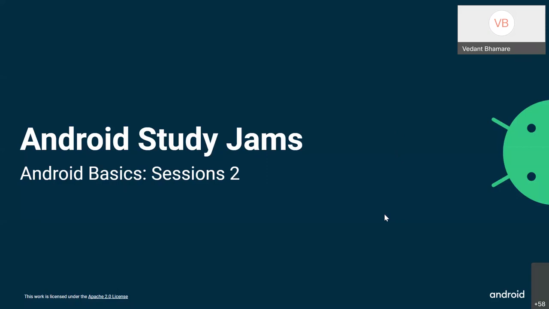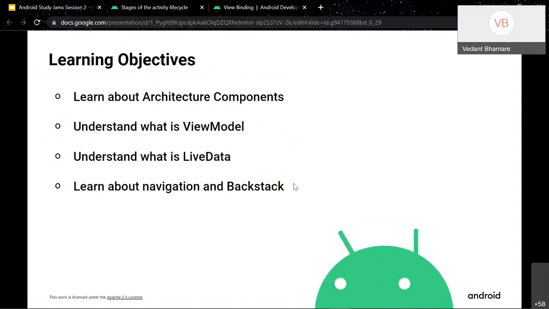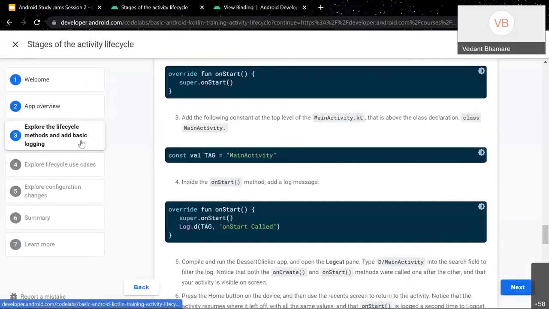Okay, so first of all, I'll just introduce myself. I am Vedant Bhambre. I am an app developer at GDS CSI SGST, and I'm a third year computer student. I'll be talking about architecture components, what is view model, what is live data, and I'll also be talking about navigation and backstack of navigation. Before that, I'll talk more about life cycle, just what Shubham just took.